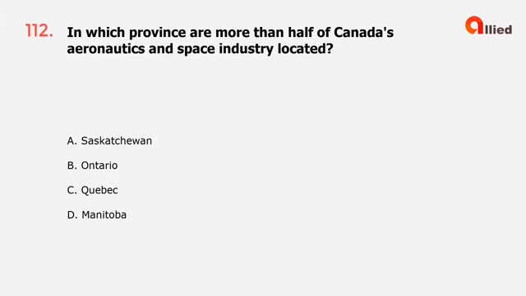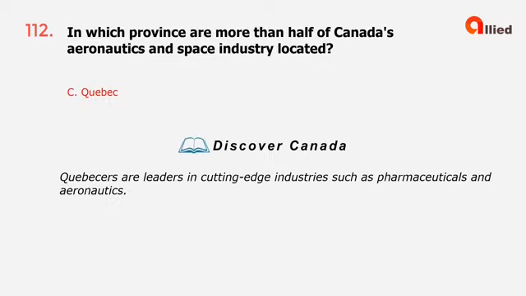Question 112. In which province are more than half of Canada's aeronautics and space industry located? A. Saskatchewan. B. Ontario. C. Quebec. D. Manitoba. The answer is C. Quebec.